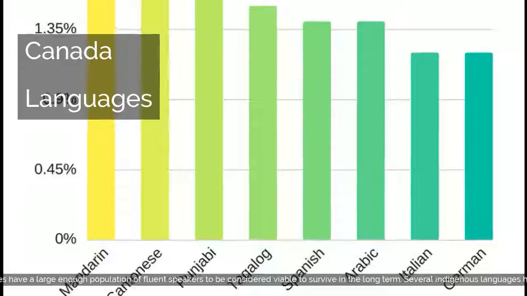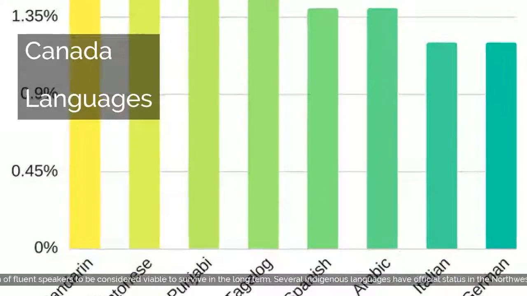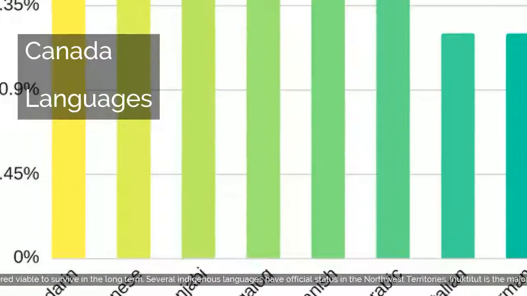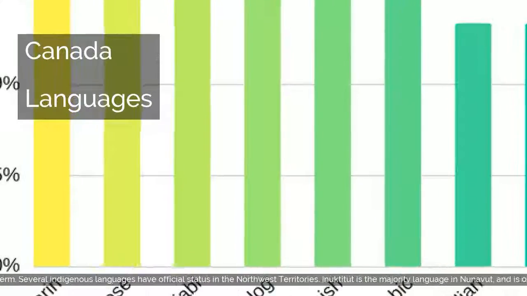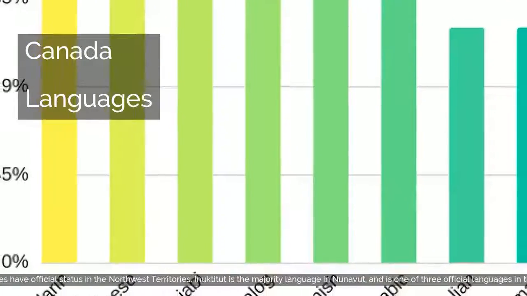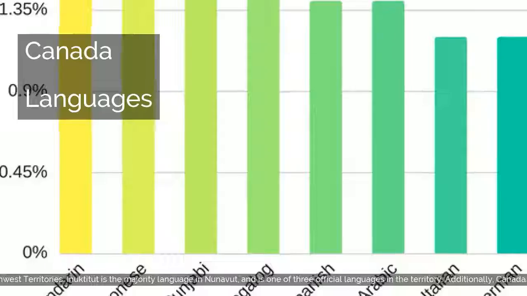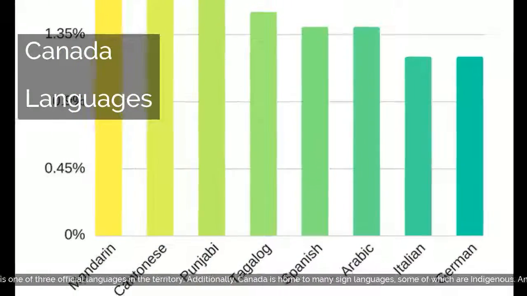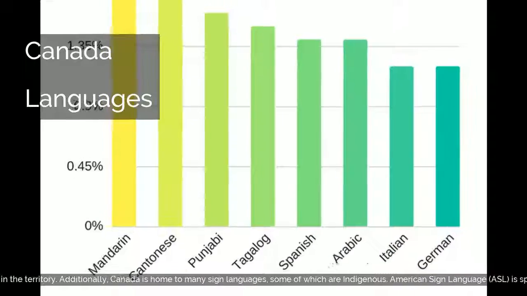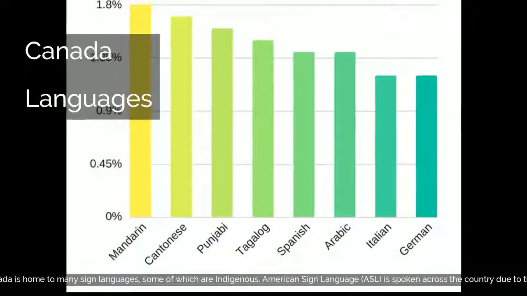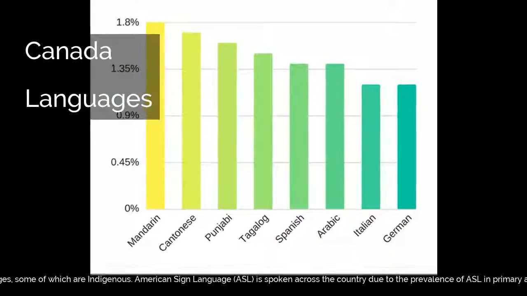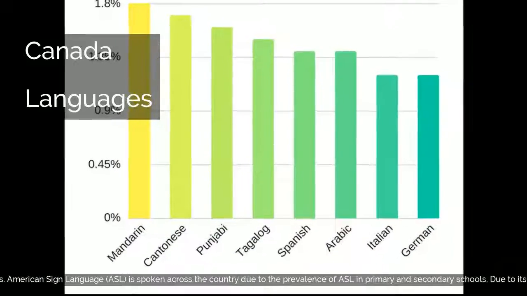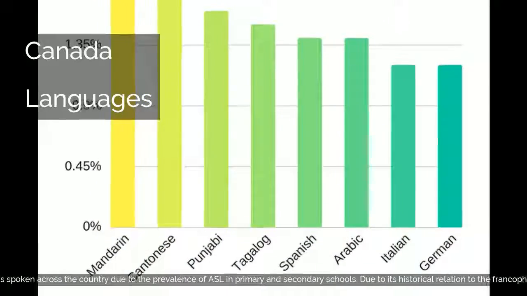There are 11 Indigenous language groups, composed of more than 65 distinct languages and dialects. Of these, only the Cree, Inuktitut and Ojibwe languages have a large enough population of fluent speakers to be considered viable to survive in the long term. Several Indigenous languages have official status in the Northwest Territories. Inuktitut is the majority language in Nunavut, and is one of 3 official languages in the territory.